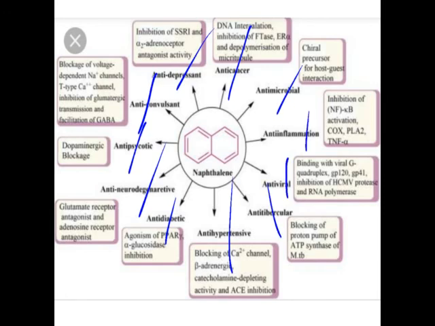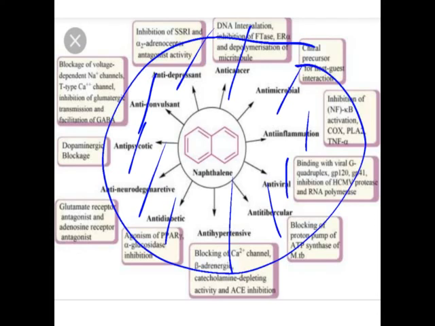So naphthalene directly will not act, but some modifications in the naphthalene take place. That means the basic nucleus of all these agents is the naphthalene. This will act as all these activities. Okay, so this is about the first polynuclear hydrocarbon example, naphthalene. Okay, remaining we will see in the next lecture.